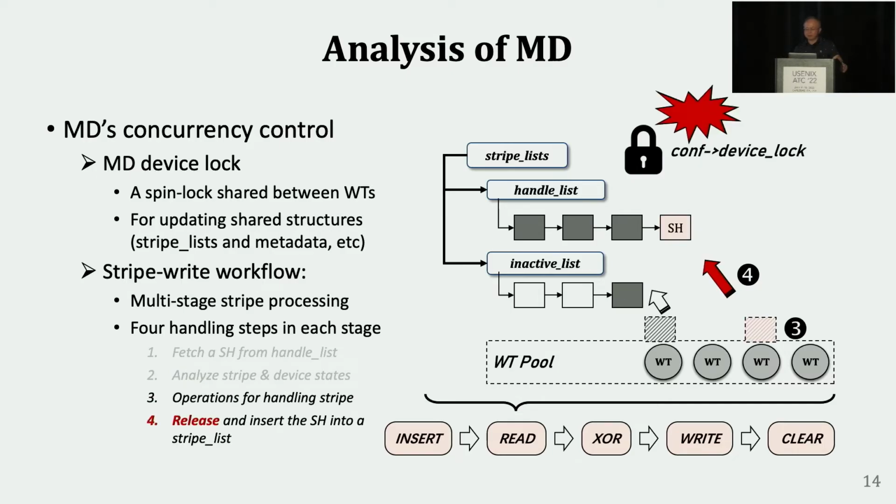After the stage is handled, the worker thread will release the SH and insert it back to the stripe list, again invoking the lock, again causing contention. These 4 steps, as I mentioned, are associated with every one of the 5 stages. So as a result, clearly this is going to have a very significant impact on the performance.